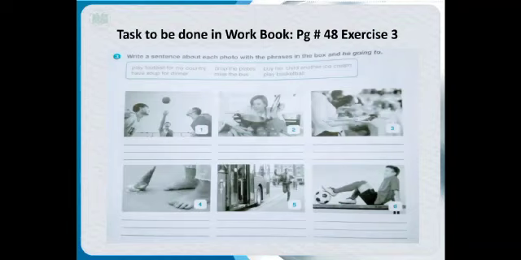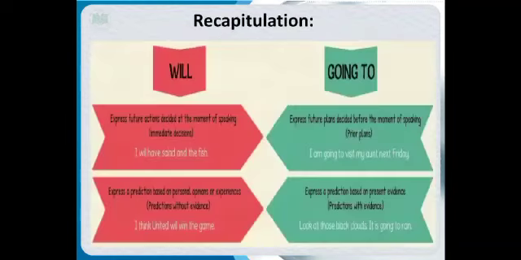Here is exercise number 3, and you have to do this also in your workbook, but very neatly. Write a sentence about each photo with the phrases in the box and be going to. Now you have to make sentences with be going to. Do not use will here, and use the phrases that are given here, like play football for my country. So you can see the first picture with the first phrase. Or you can see very carefully in which picture the football is going to be played. So write it in a complete sentence and use be going to with it.